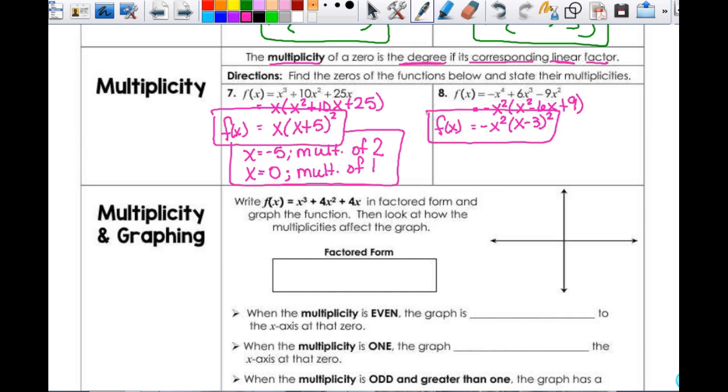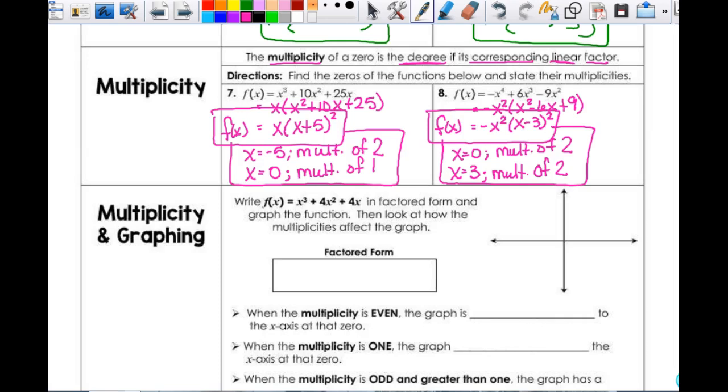So then my zeros: x equals 0, and that multiplicity is 2, and x would also equal 3, and that multiplicity is also 2. There we go. Okay, so that's what it means by multiplicity.